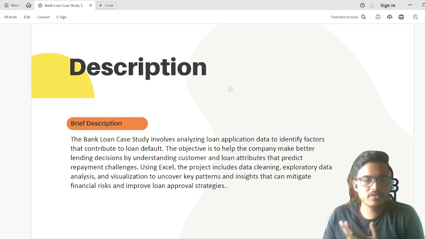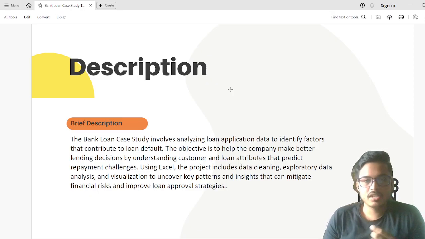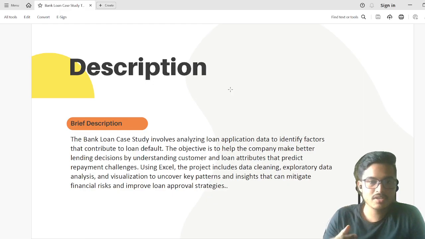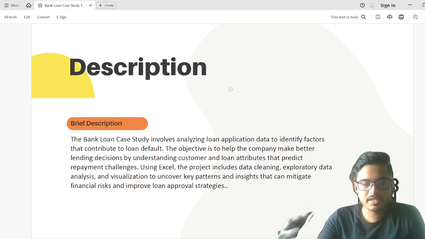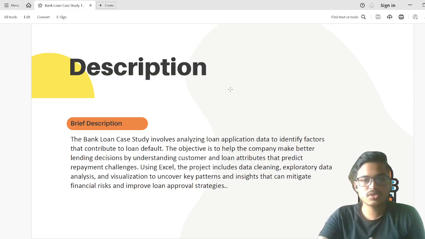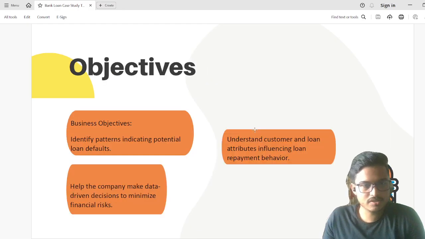Just getting started, I would like to give you a brief description. The bank loan case study involves analyzing loan applications to identify the factors that contribute to loan default. The objective is to help the company make better lending decisions by understanding the customer and loan attributes that predict repayment challenges. Using Excel, the project includes data cleaning, analysis, and visualization to uncover key patterns and insights that can mitigate financial risk and improve loan approval strategies.